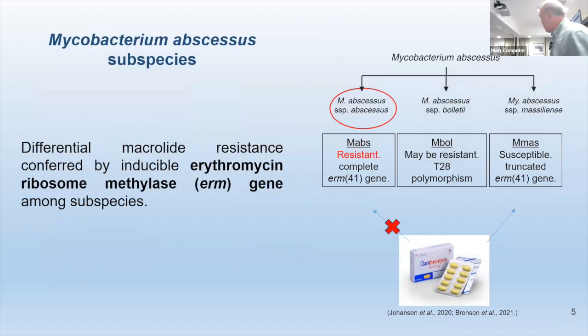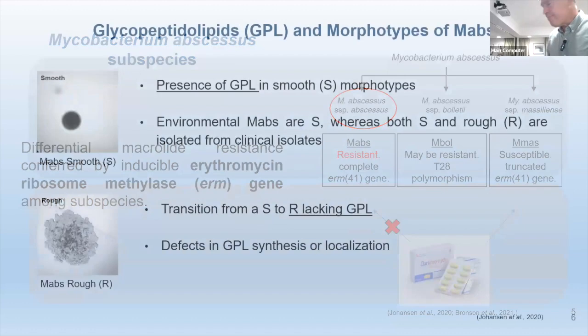Within the MABS group, you have 3 subgroups: abscessus sensu stricto, bolletii, and massiliense. They're very similar. One thing that's very important is that abscessus is intrinsically resistant to macrolides, and this is really important because macrolides are the main means of treatment for abscessus.